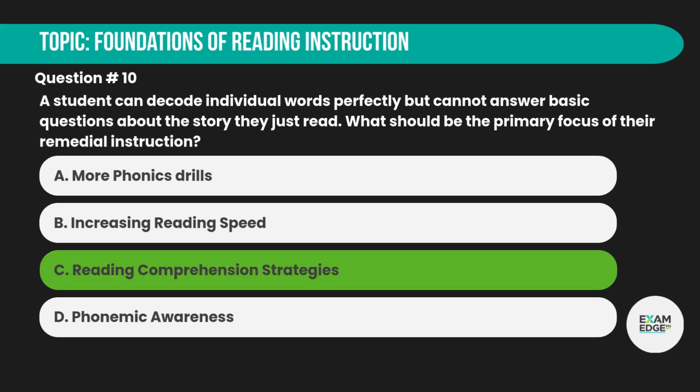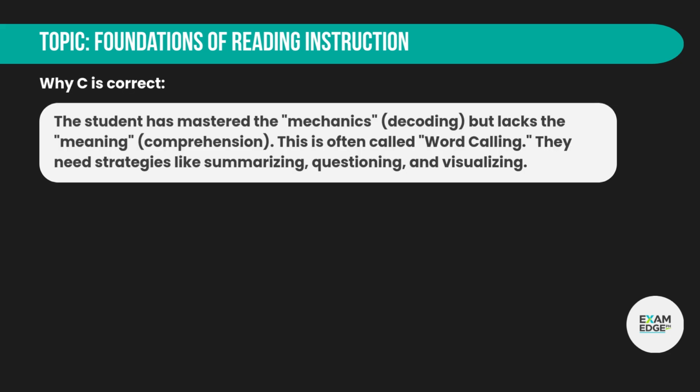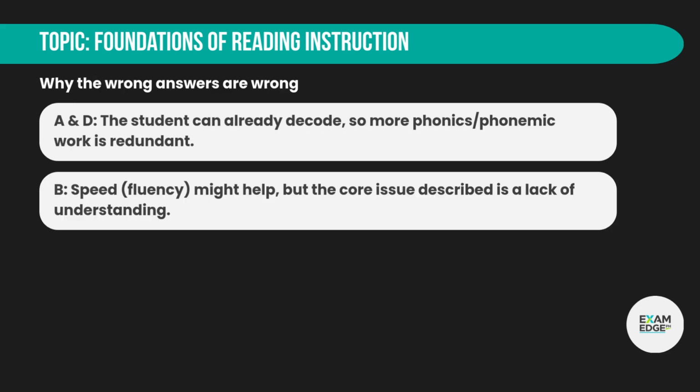Correct answer: C. Reading comprehension strategies. Why C is correct? The student has mastered the mechanics, decoding, but lacks the meaning, comprehension. This is often called word calling. They need strategies like summarizing, questioning, and visualizing. Why the wrong answers are wrong?